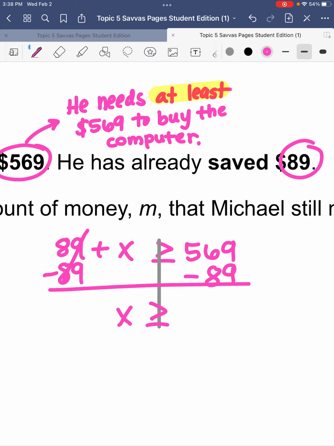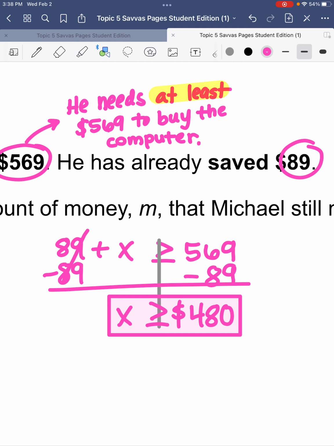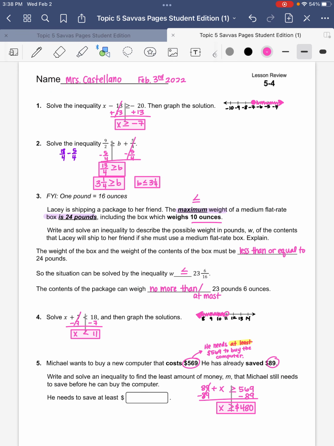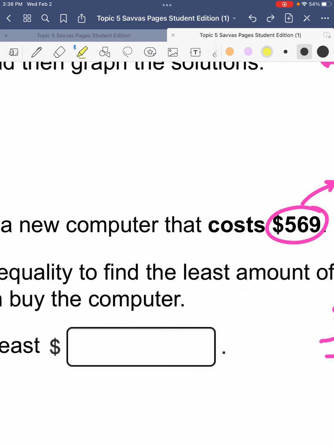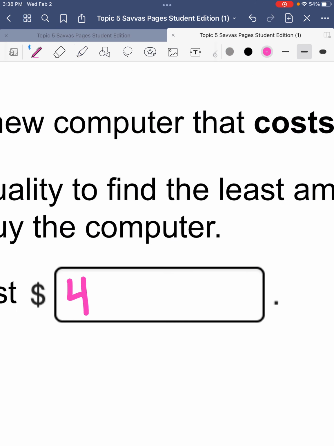And 569 minus 89, if you put that into your calculator, you're going to get 480. So x is greater than or equal to 480 what? Dollars. So that right there is my solution. So all we have to do is fill in this blank right here. He needs to save at least $480.